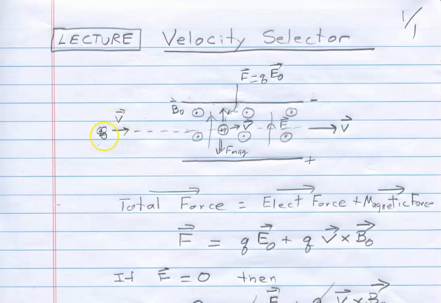But there's one velocity that's just right, like Goldilocks and the Three Bears. And for that velocity, the upward force, the QE, is exactly balanced by the magnetic force. And if that's the case, there's no net force on that chosen velocity, and it goes right straight through. All the other velocity particles in this beam hit one plate or the other. The chosen velocity goes straight through, and so what emerges over here is a beam of particles, all of which have the same kinetic energy and the same speed.